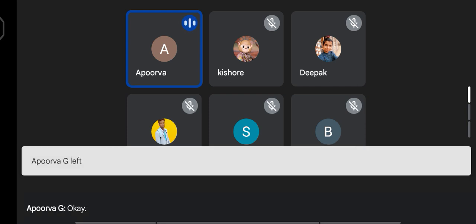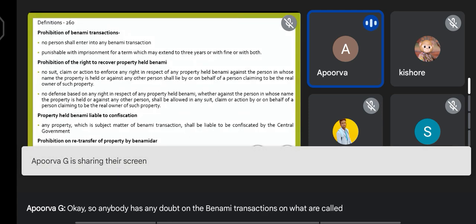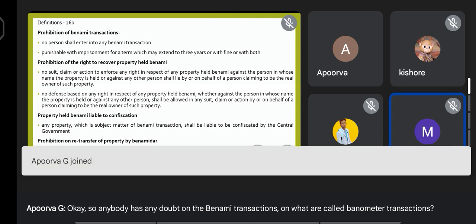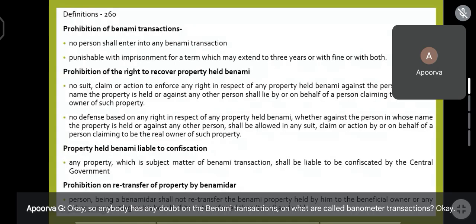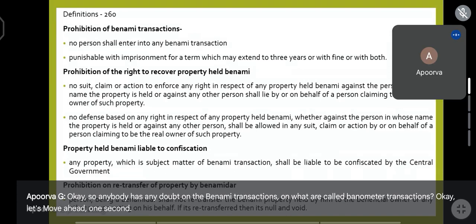Okay, so does anybody have any doubt on what are called benami transactions? No, ma'am. Okay, let's move ahead, one second. I mean, is benami safe?